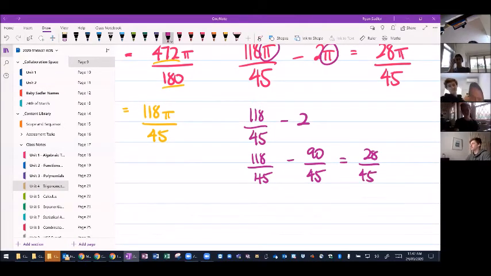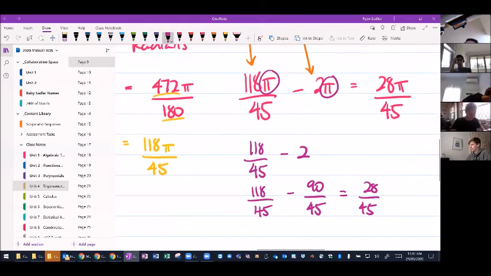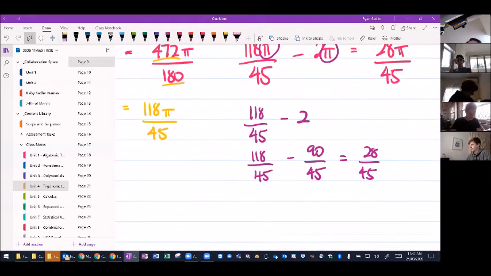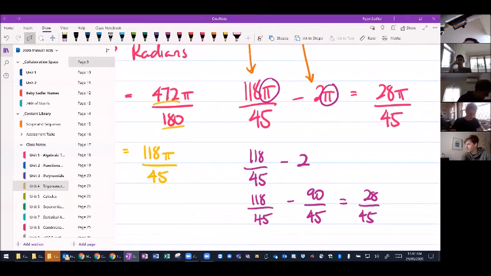So that's just fractions. That's the beauty of leaving it in fractional form. We can just deal with it like fractions. So when we need to add and subtract angles, we're really just adding and subtracting fractions and then chucking a pi on the end of it.